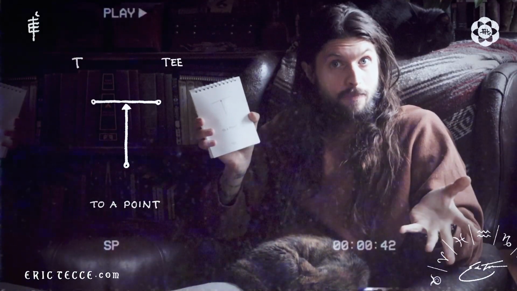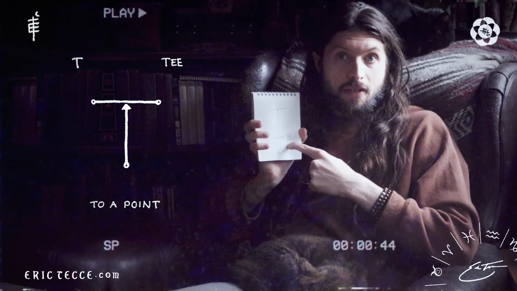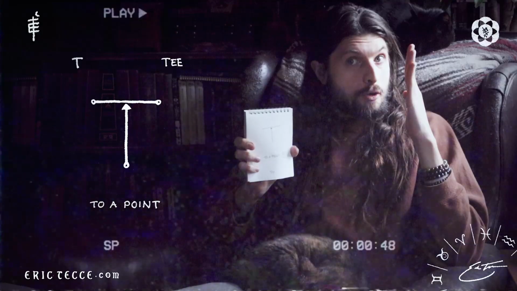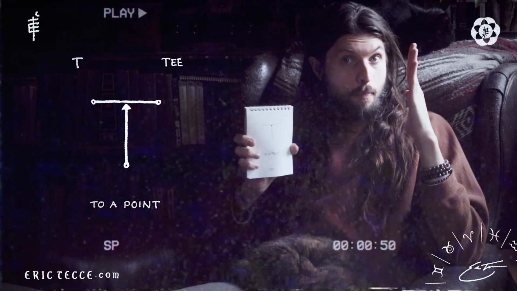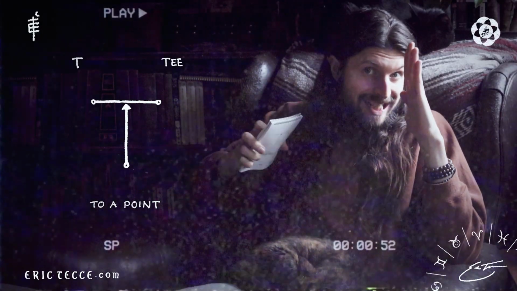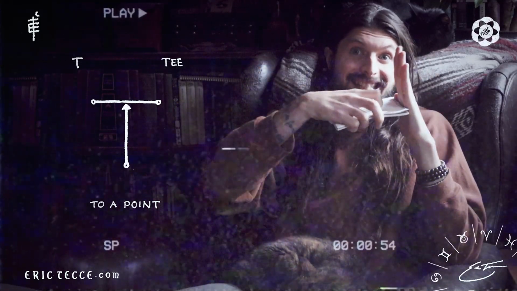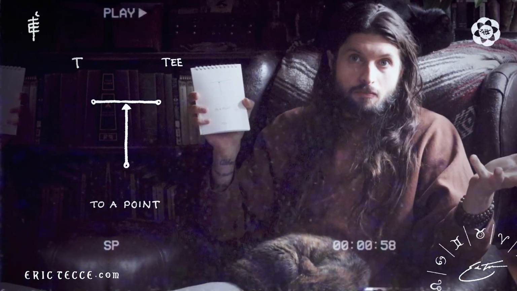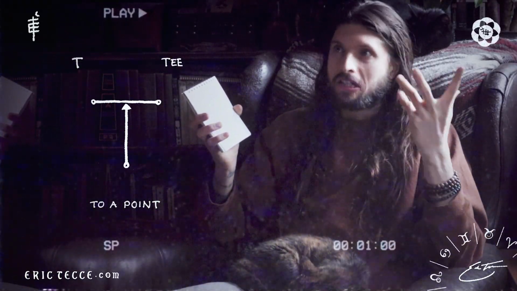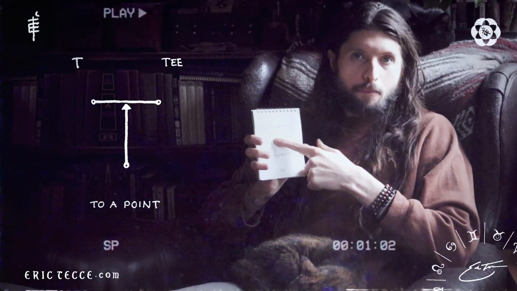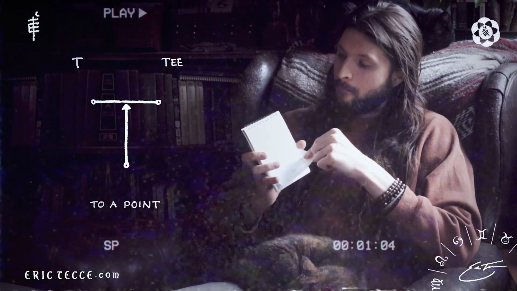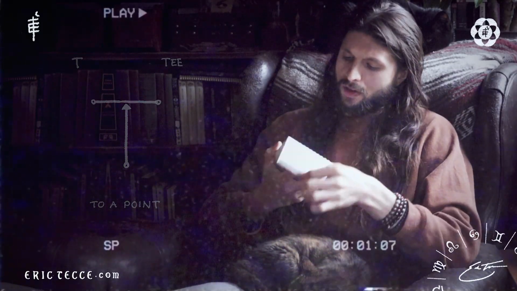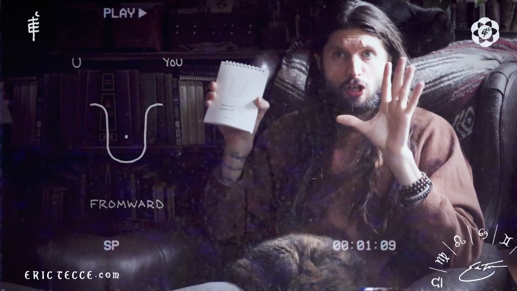T. T, simple. To a point. You see this bar? When you say T, you see the closure of the T, you're bringing it to a point. And then when you have that point, that energy is coming into it. T. So T-E-E is that energy of a point positioning itself forward. So to a point, simple. Very simple. And I draw that with a T and the arrow coming up into it. So yeah. Next on, U.